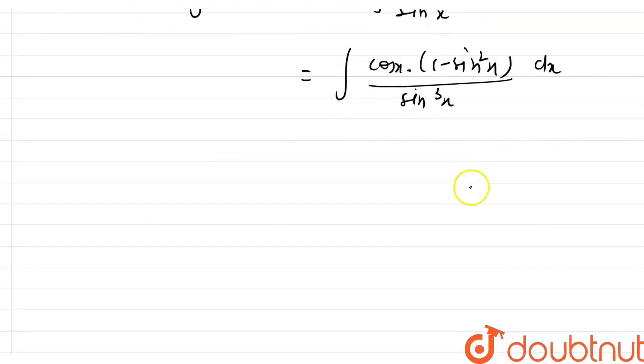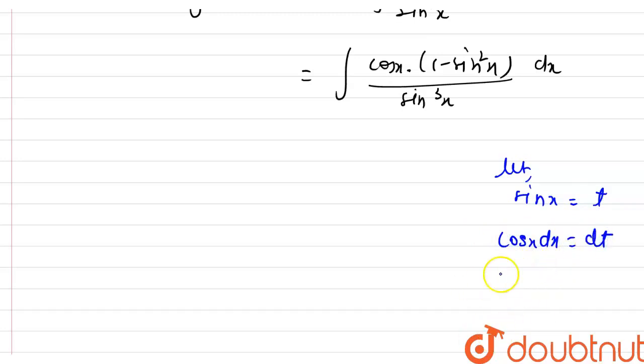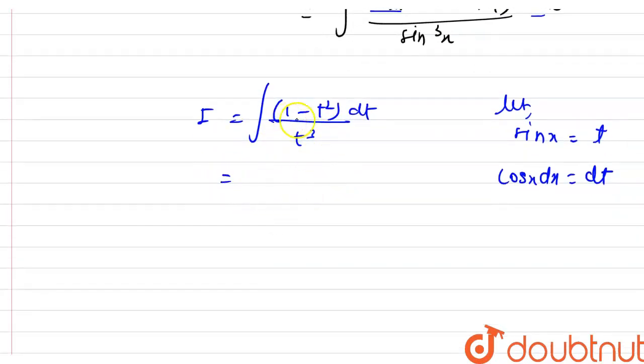Now let me write sine x as t. On differentiating both sides, I will get cos x dx equals dt. Now I can replace cos x dx by dt, so I equals integration of 1 minus t square over t cube dt. Now I'm distributing this t cube to both terms of the numerator, so it will be 1 over t cube dt minus t square over t cube dt.